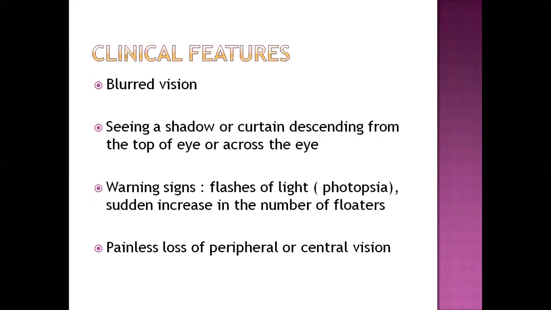Clinical features can be blurred vision, seeing a shadow or curtain descending from the top of the eye or across the eye. Warning signs can be flashes of light, photopsia, and a sudden increase in the number of floaters. If the floaters which were originally just appearing increase in number, that is a warning sign. Next is painless loss of peripheral or central vision.